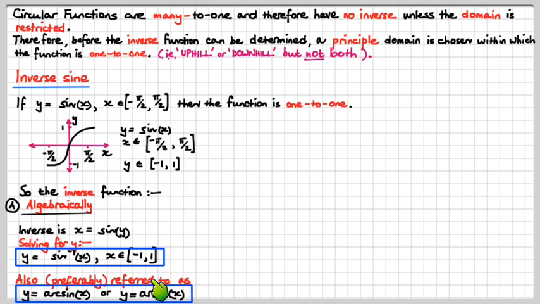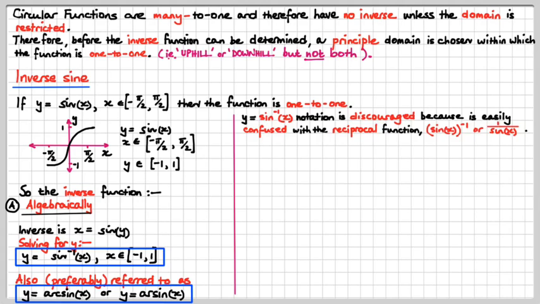Preferably we use the following notation. This is not a popular notation. It's very confusing because people confuse this with the reciprocal, 1 over sine, and it's not 1 over sine, it's inverse sine, but it is very confusing, wouldn't you agree? So we like to use y equals arc sine x, or y equals r sine x, to denote the inverse function of sine x, okay? That's what I've just explained there. It is discouraged because a lot of people confuse this, meaning the inverse sine, with this, which means the reciprocal, or 1 over sine, right?